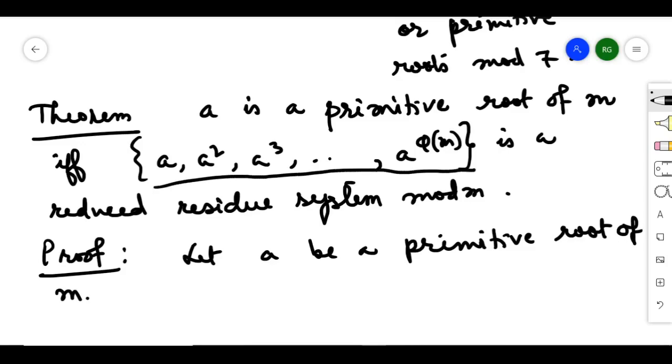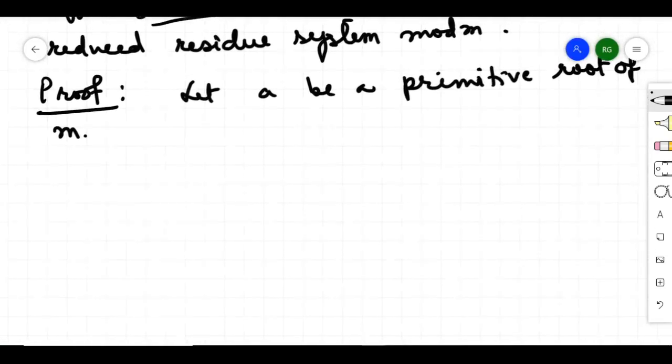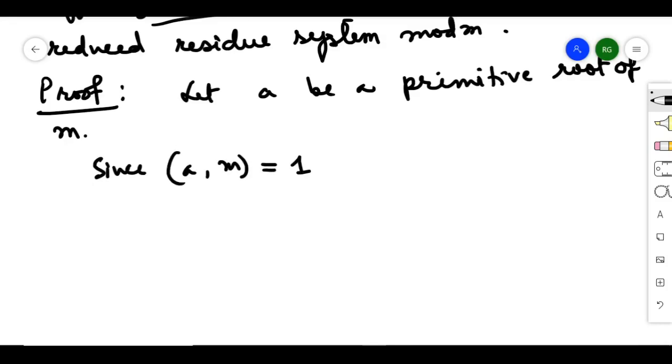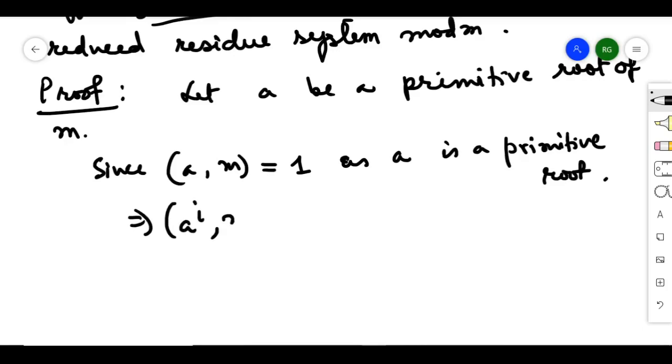Okay, so we have seen that A and M are relatively prime. Why is it so? As A is a primitive root. This is the first requirement, and that will give that A power i and M are also relatively prime, and it is true for all i going from 1, 2, 3 up to phi M.